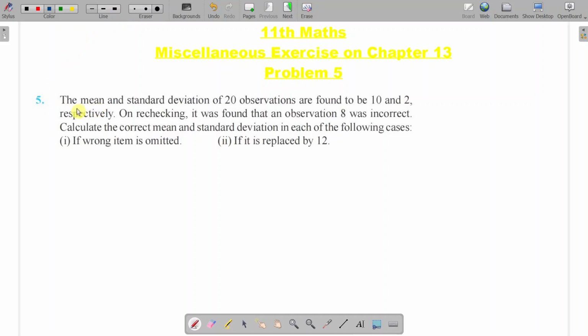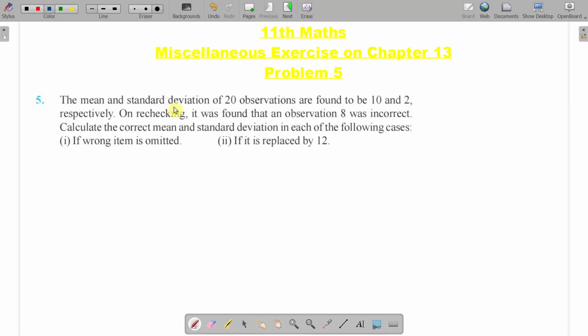Let us look at the fifth problem. The problem here is the mean and standard deviation of 20 observations are found to be 10 and 2 respectively. On rechecking, it was found that an observation 8 was incorrect. Calculate the correct mean and standard deviation in each of the following cases. The first case is if the wrong item is omitted. The second case is if it is replaced by 12.